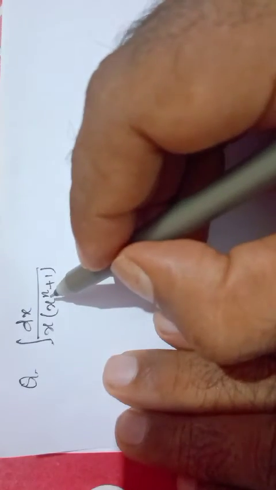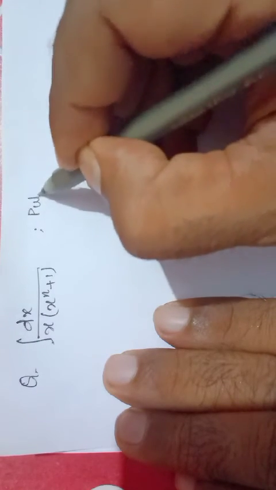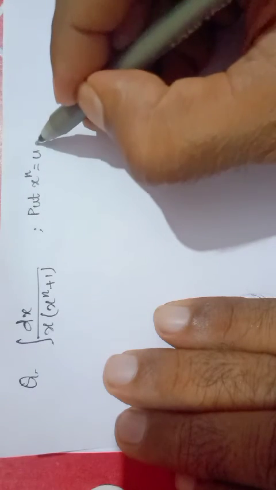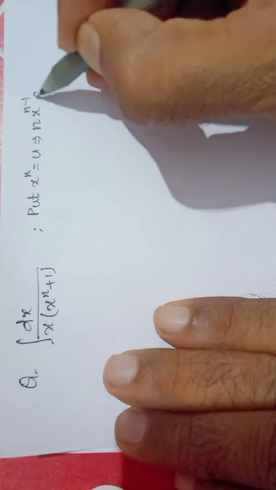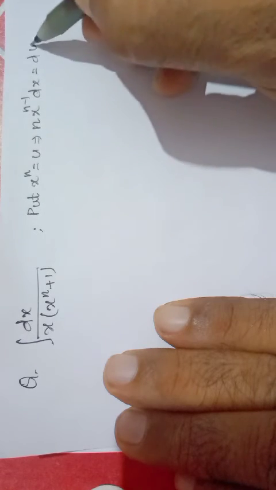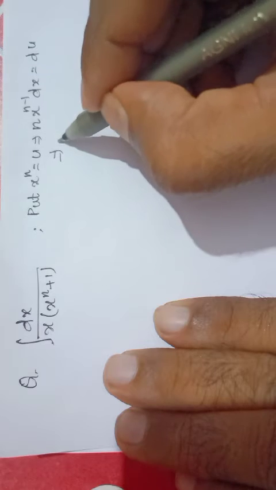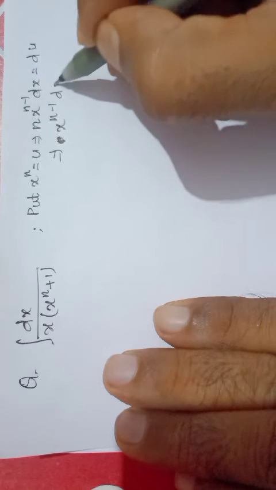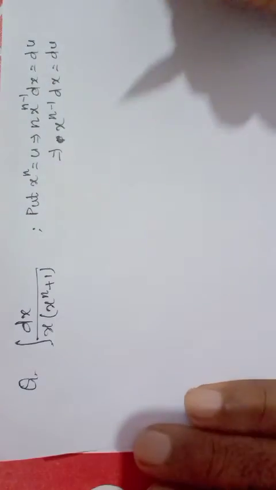First of all, put x to the power n, like previous problem, is equal to u. Differentiate it. n x to the power n minus 1 dx is equal to du. Now come on to the question.